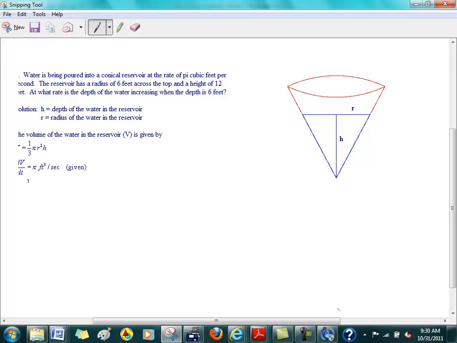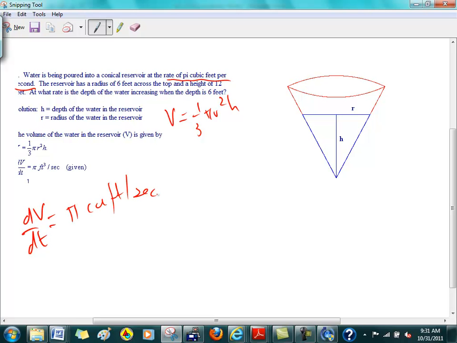Okay. So you know that the volume of a cone is 1/3 pi r squared h, right? Back from geometry days. They give you that the rate at which the water is going in is pi cubic feet per second. So they're introducing a new variable here, an independent variable. It's time. Things are changing as a function of time. So you know that dV by dt is equal to pi cubic feet per second. That's given to you.